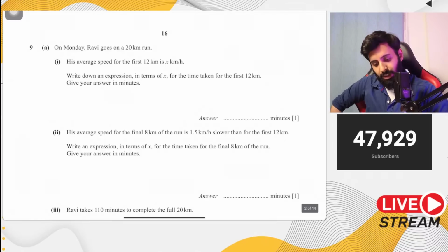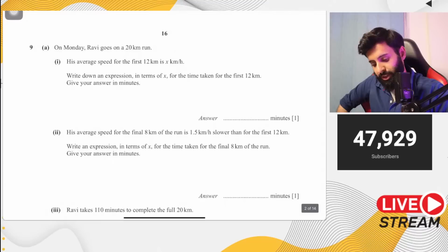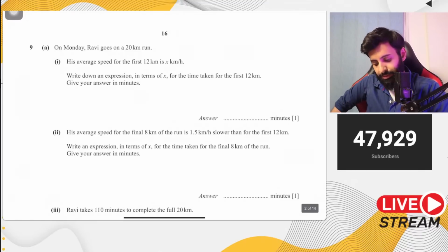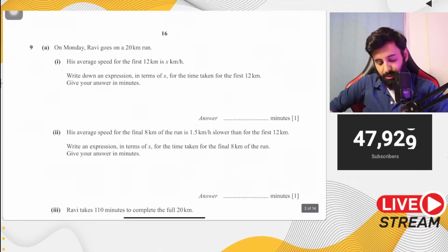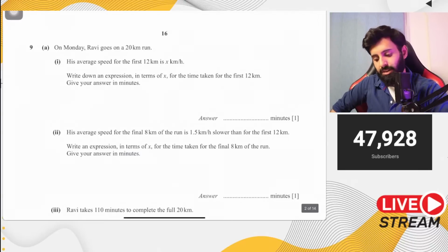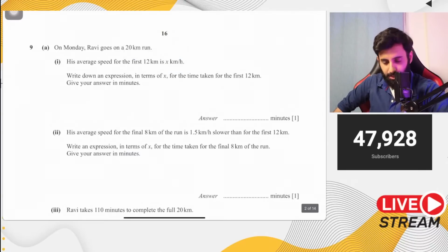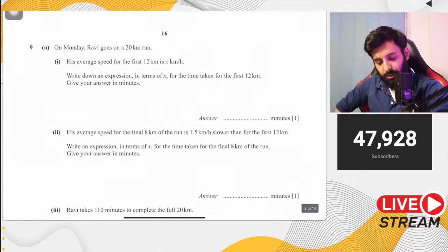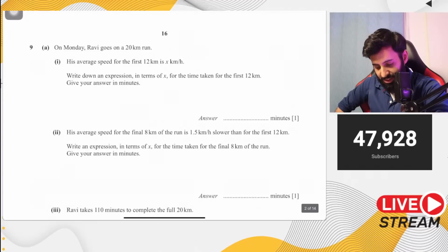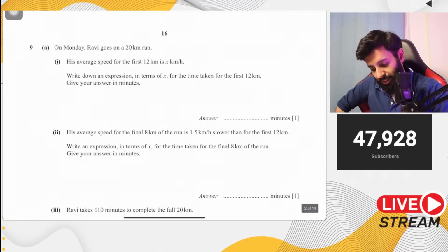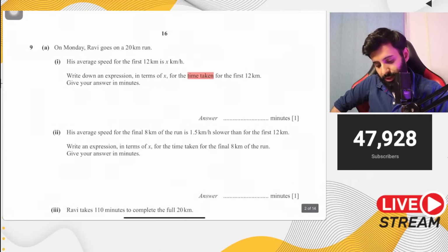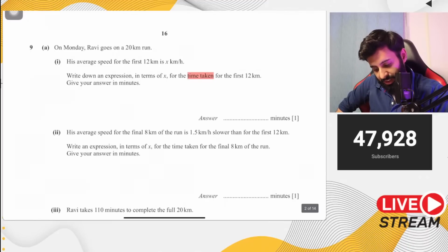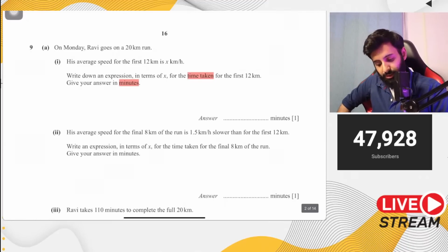Now, let's start. So it says on Monday, Ravi goes on a 20-kilometer run. His average speed for the first 12 kilometers is x kilometers per hour. Now, mostly these type of questions are dealing with speed, distance, and time. Like this one over here. We're talking about Ravi, who goes on a 20-kilometer run. Write down in terms of x the time taken for the first 12 kilometers. Give your answer in minutes. So there's a catch in this question, and that is you have to give your answer in minutes.